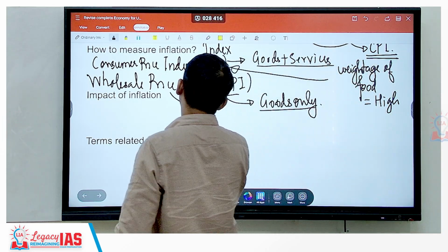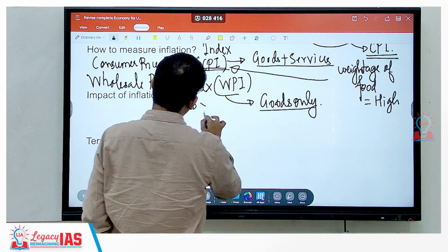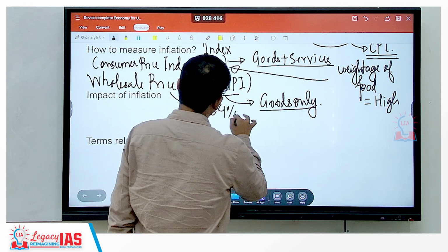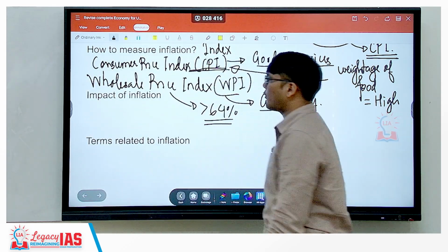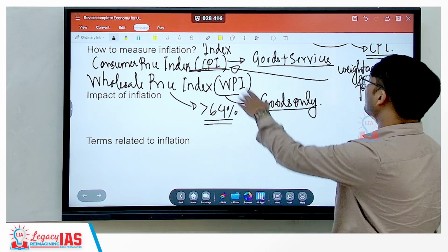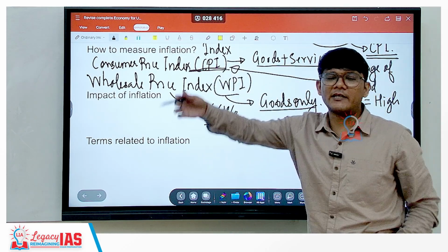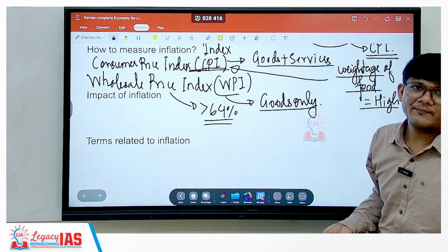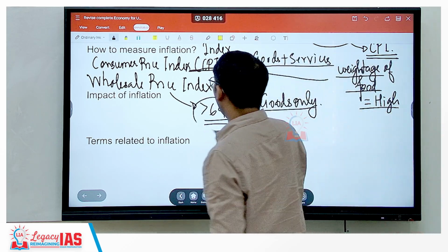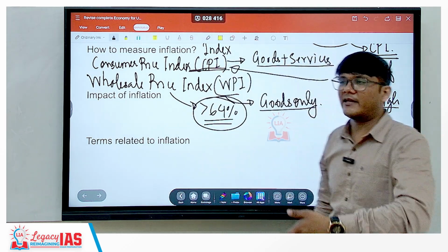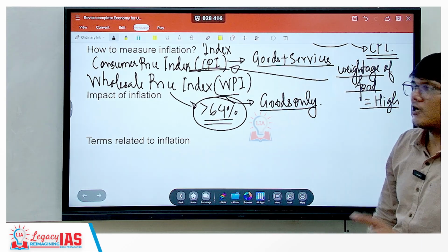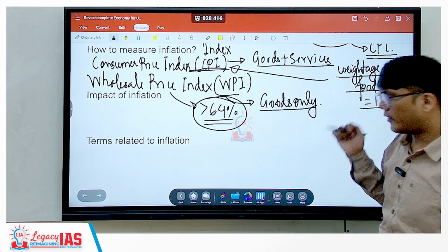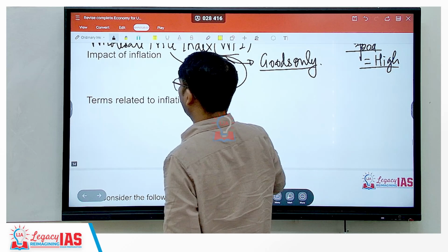In fact, if you look at WPI, more than 64% is manufactured industrial products. Whereas in CPI, close to 50% alone is the weightage of food. And here, since 64% alone is the manufactured and industrial goods, the remaining is only 36%, which is again not entirely food. Okay, so that is also something you should remember.